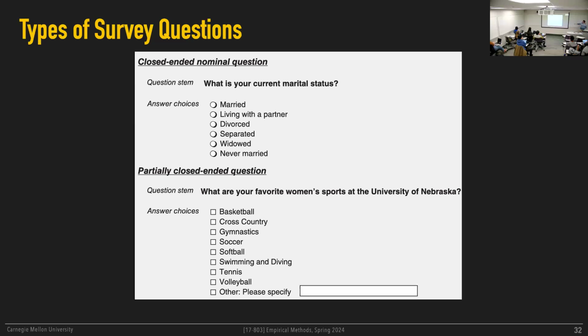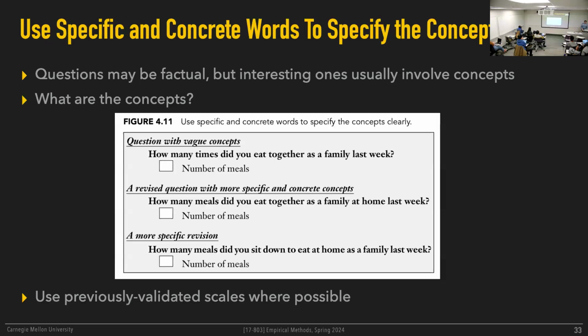Closed-ended, partially closed-ended. You can ask people to tick, choose multiple options, or select one. Here is an example where you have to put some thought into how you ask the question. We've seen this time and again with interview questions. We've seen it with research questions. It's more of the same, really. So here, 3 ways of asking the same question.